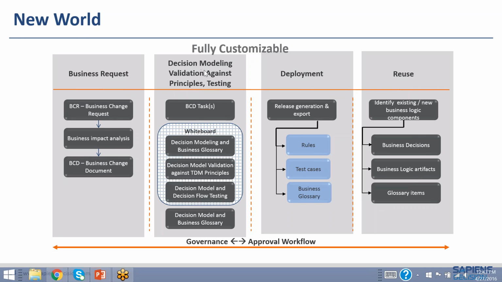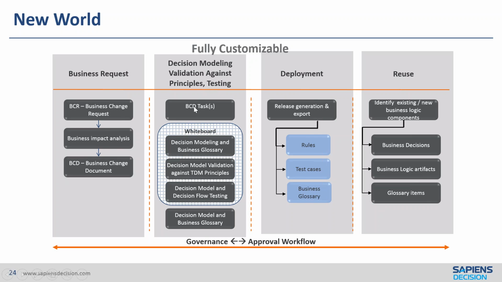In the second silo, decision modeling happens, validation against principles, and testing all happen in this silo. And it can happen, they build the decision model and the glossary, never going to IT. They do the validation of the decision model against the principles over and over until they get all the errors out. They can generate test cases, and they can validate decision flows. You can create a flow of decision model to decision model, and then you can test it.